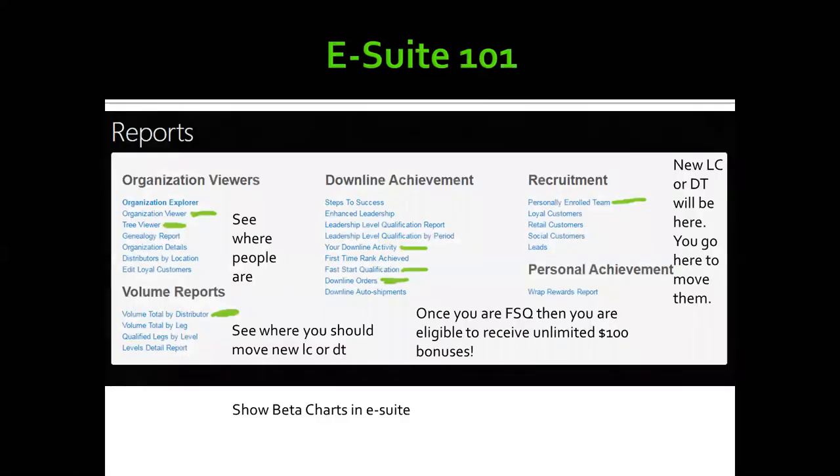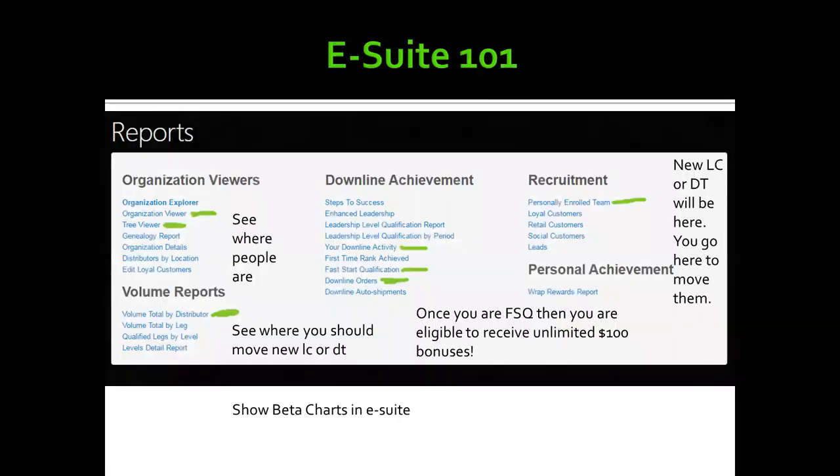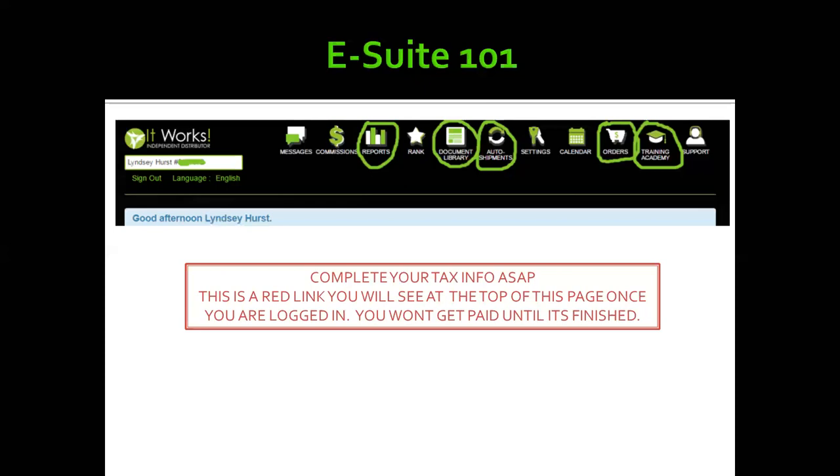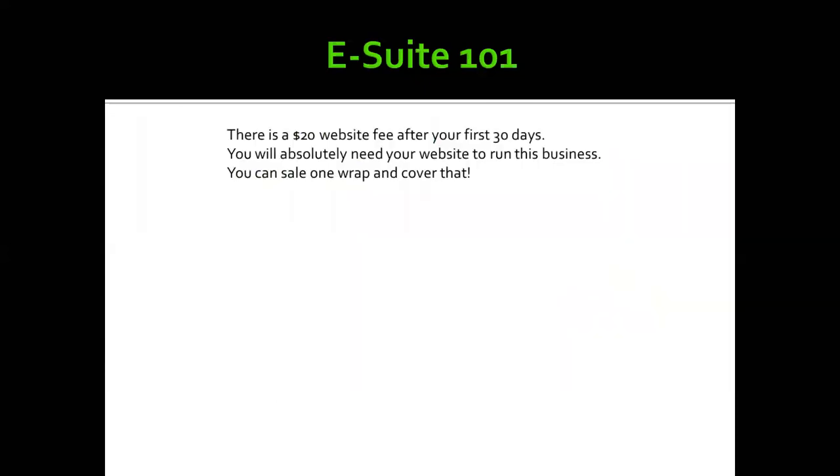But if you don't have the $20 website, if your website's not turned on, you can't get to any of this stuff. The only thing you can do is, I think, log in and place orders yourself. And I think customers can go to your website and place orders, but you can't move them anywhere. Or if a distributor joins you, you can't get in and move them anywhere. So you can order, but you can't see any of these reports or get to any of this stuff. So it's pretty important to have your website if you're trying to work your business.